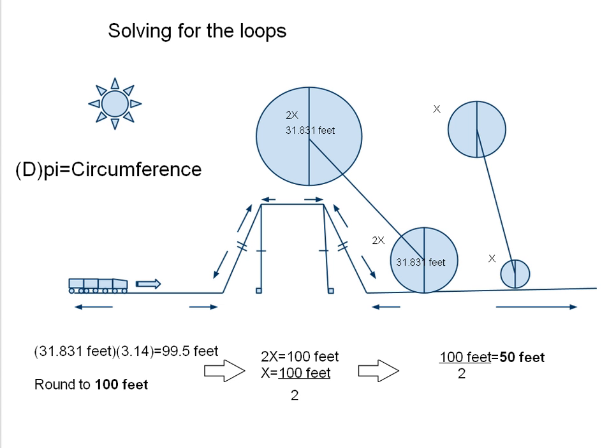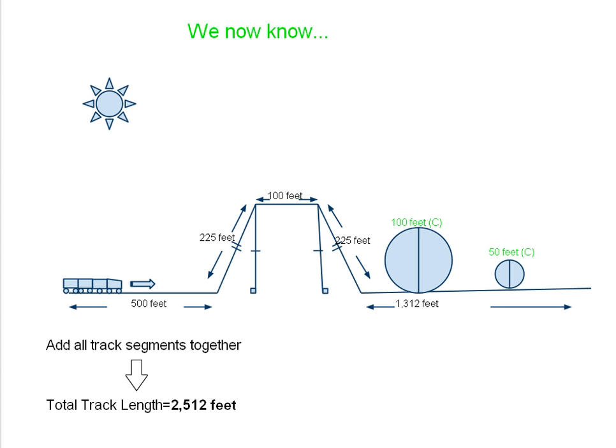Third, we're going to find the circumference of the 2 loops. To do this, we're going to multiply the diameter times pi, and we know the diameter of the first big loop. After multiplying, we get 100 feet, and in the given it says that the diameter of the second loop, the smaller one, is half of the big loop. So we know that 100 divided by 2 equals 50 feet. We now know this information, and we also know the total track length equals 2,512 feet.